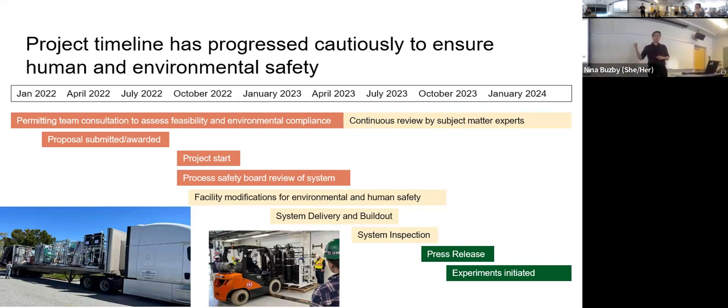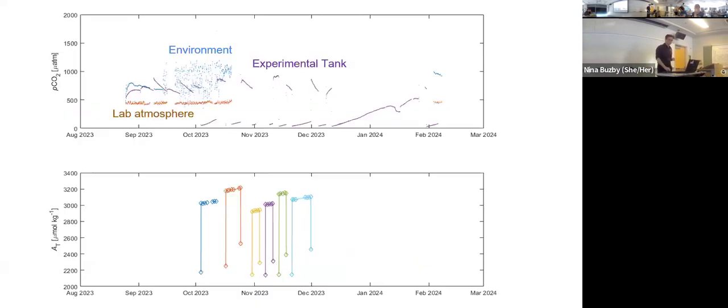The other issue is that there's a lot of electricity that's required. That building that I showed had to be completely rewired to supply the amount of electricity that the Ebb Carbon system needs.